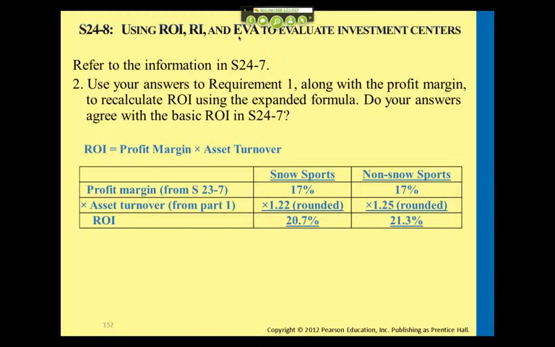So what does it mean that the ROI of snow sports is 20.7 and non-snow sports is 21.3? Cents on every dollar of sales. Okay, in other words, anyone else? Return on investment, right? Non-snow is quicker. Non-snow sports gives you more return on your investment. All right. So they're in the wrong business.